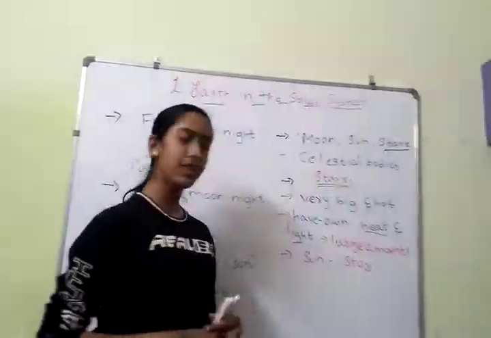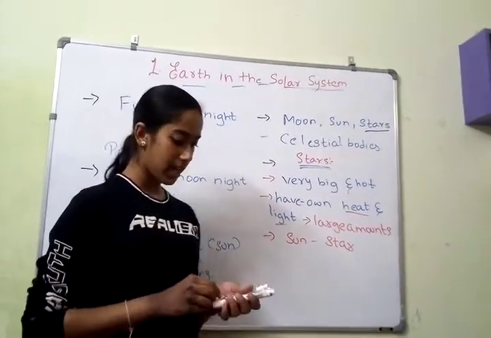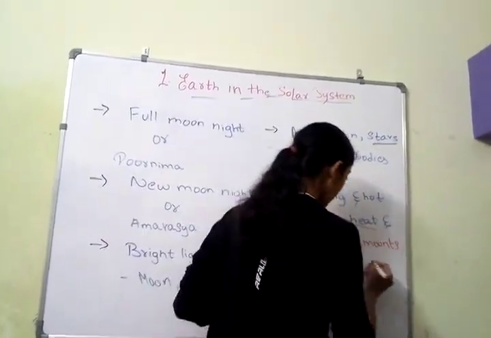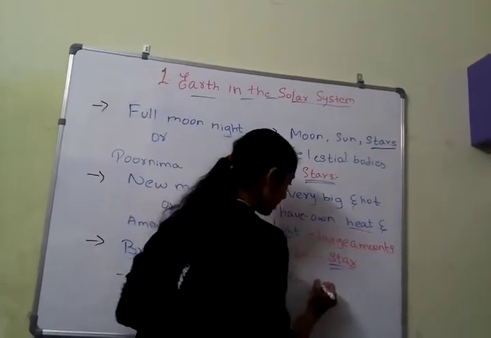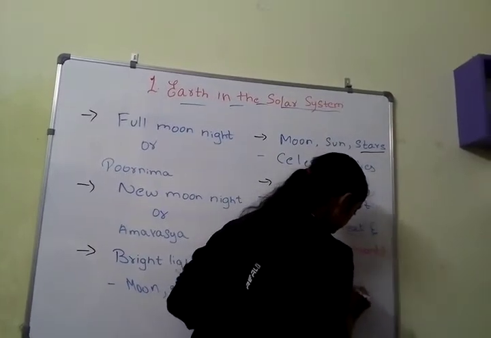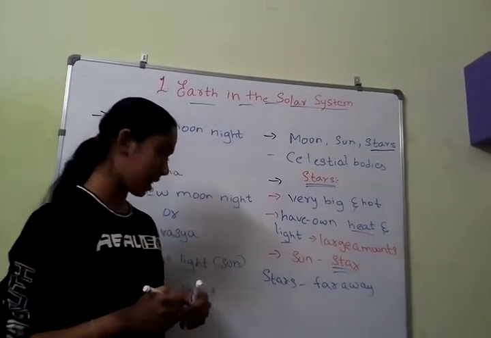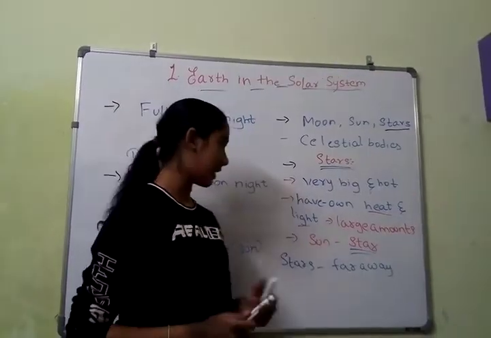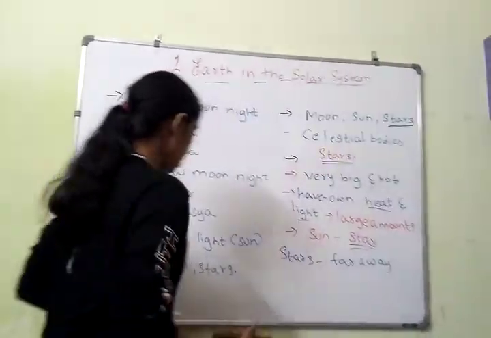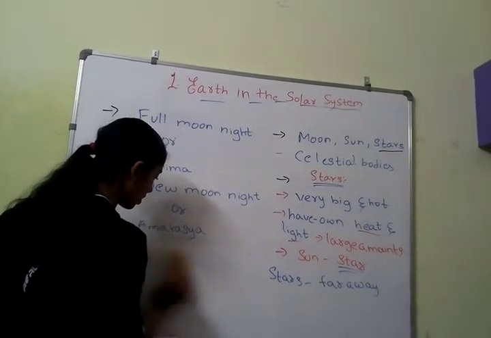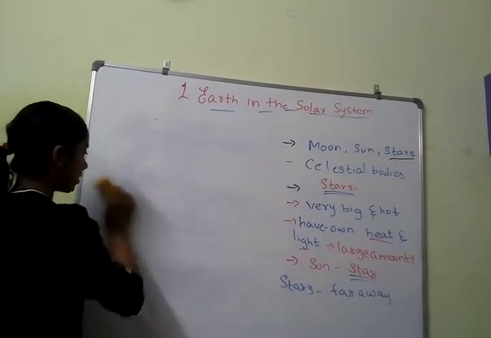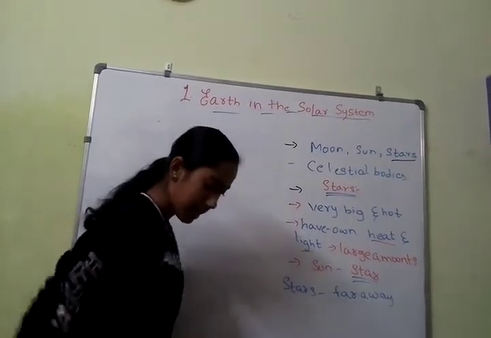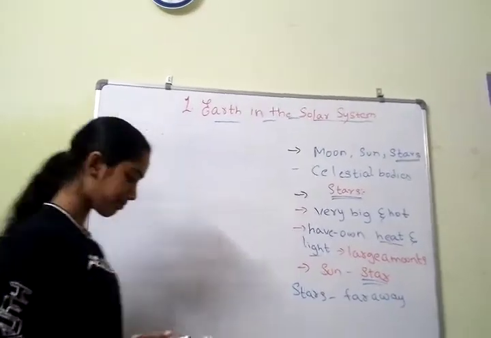But why can't we feel their heat and light? It is because the other stars are very, very far away from us, so we can't feel their heat and light. In our solar system, we get our heat and light from the sun.